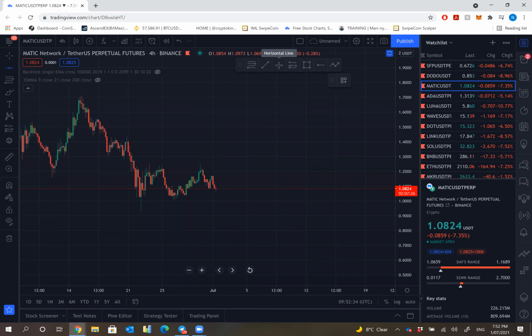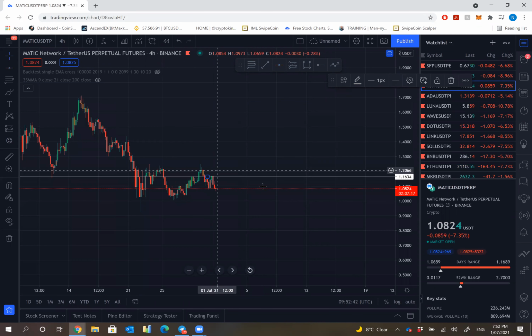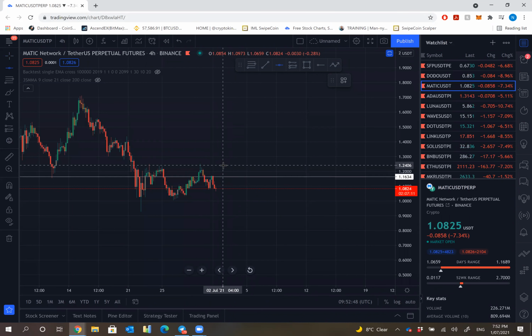So charting Matic is what I'll do. You go into the 4 hour. I like the 4 hour at the moment, just because I'm not entering this for more than a day or 2 days for Matic. So you want to chart in the time frame that you're going to be trading. If you're going to be putting a trade on for 2 or 3 days, then take it to the daily. But if you're only going to be trading it for the next day, like 4, 8, 12, 16 hours, then you only need to be on the 4 hour time frame.